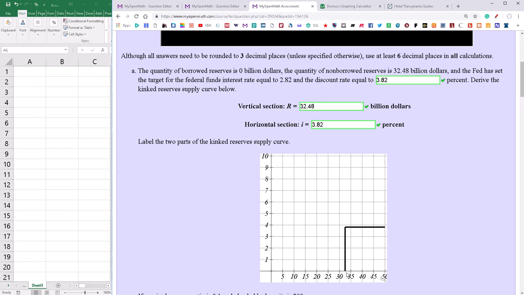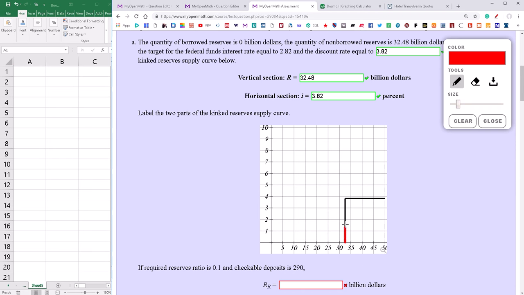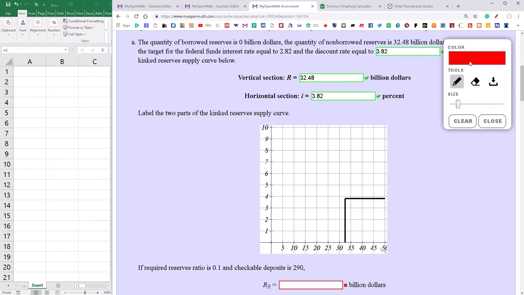So the supply curve is right here. Without this non-binding price ceiling on reserves, the supply curve would look like this. It'd be a vertical line. But because the discount rate ends up being a non-binding price ceiling, it kinks the supply curve at the discount rate. So this height here is the discount rate of 3.82.